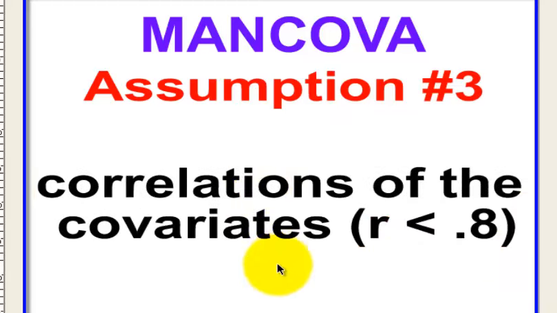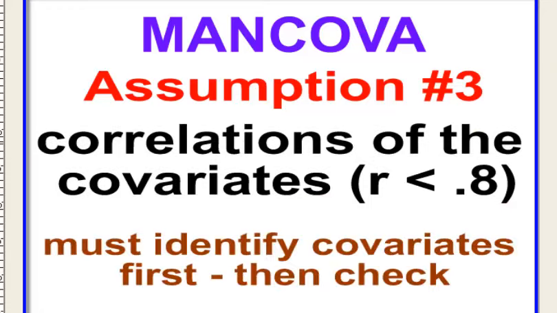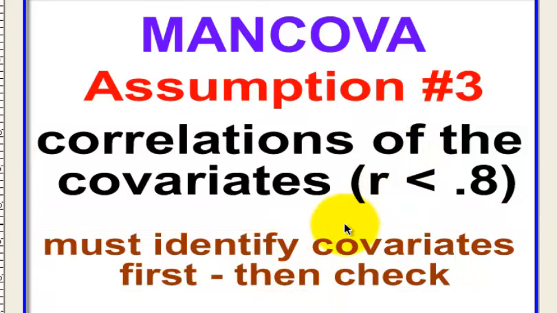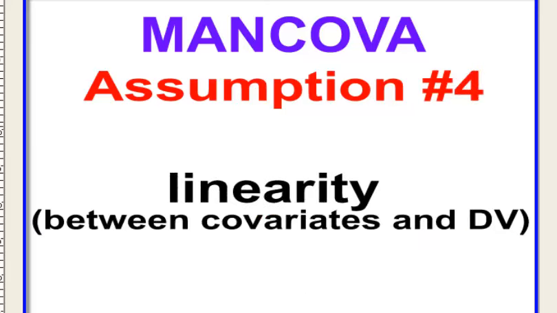Number three, the correlation between the covariates. We get to skip that because there's only one covariate. But in a different study, if you had more than one covariate, you have to check them first. Whatever, if you think age or socioeconomic status or some kind of pre-test score could be affecting the DV, you need to run them first to make sure they're not too strongly correlated. But we're okay on number three. So linearity between the covariate and the DV. So let's go do that.